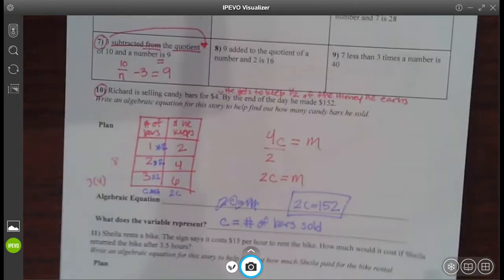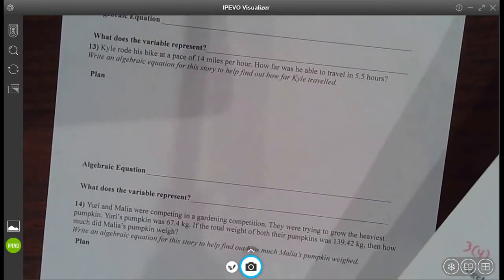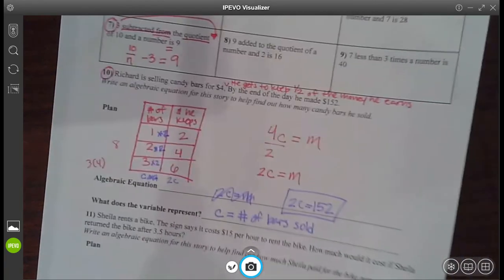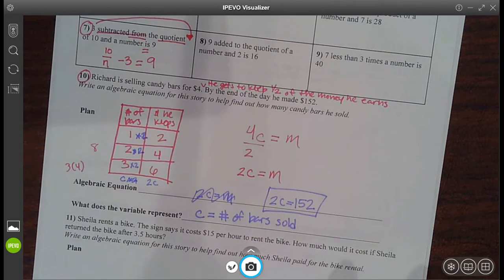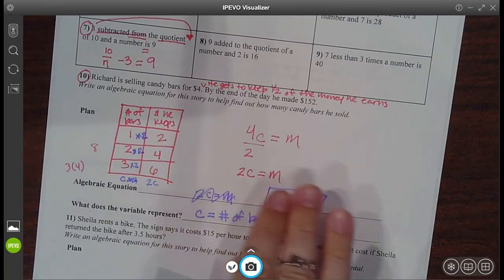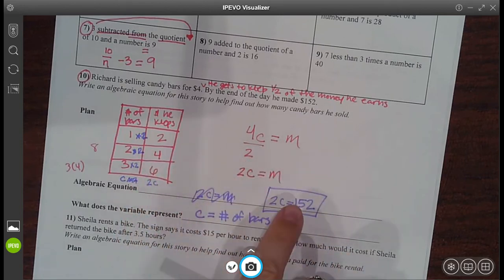And then there is a second page, so don't forget to write those algebraic equations as well. And again, you don't have to do a table. Sometimes that's helpful to help you make sense. You could also write out a story of what's happening and then plug things in. Whatever plan helps you get to your equation.